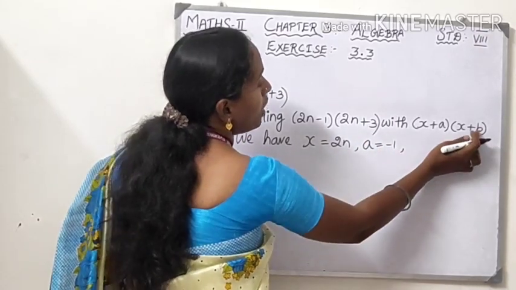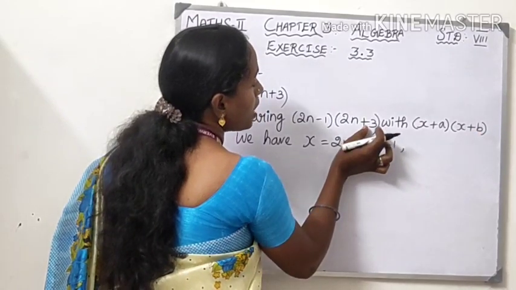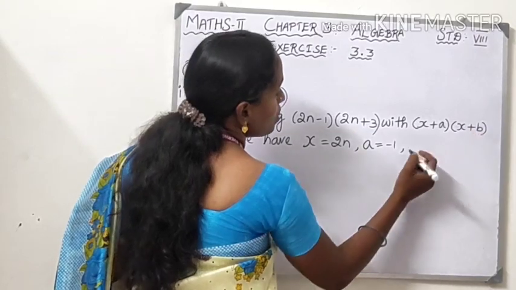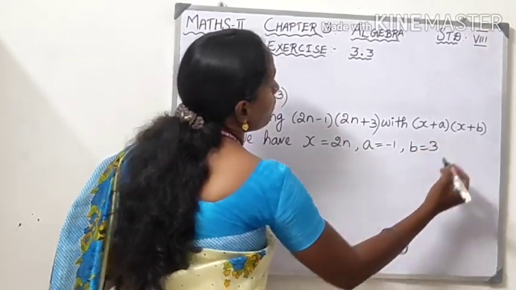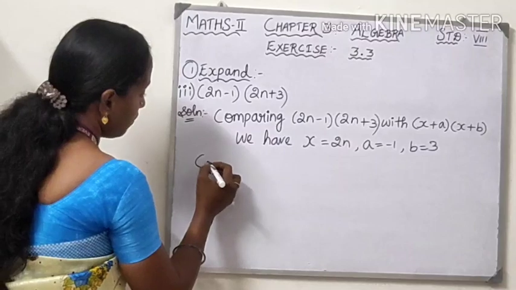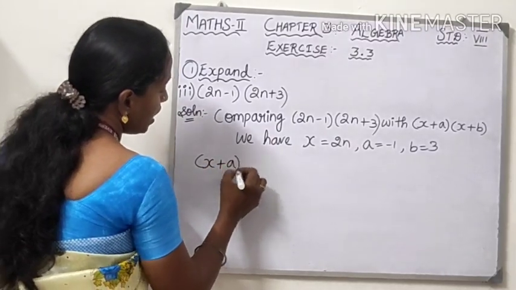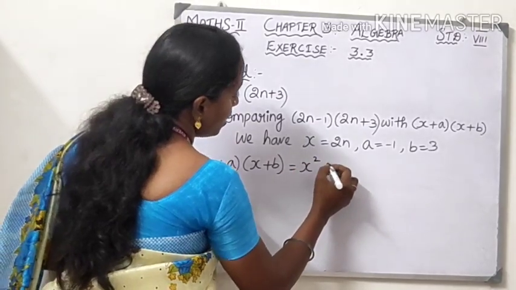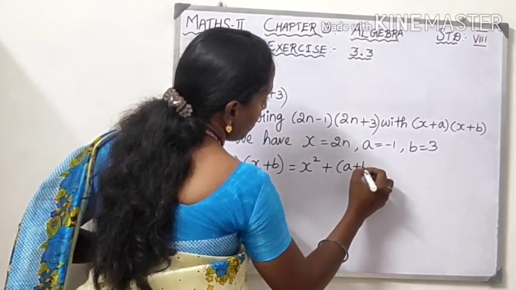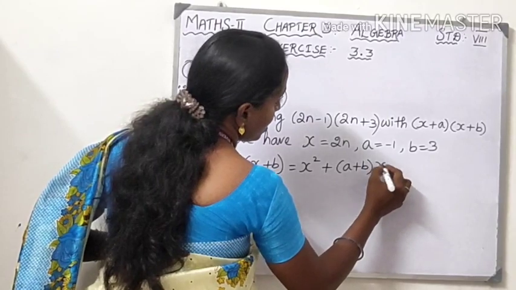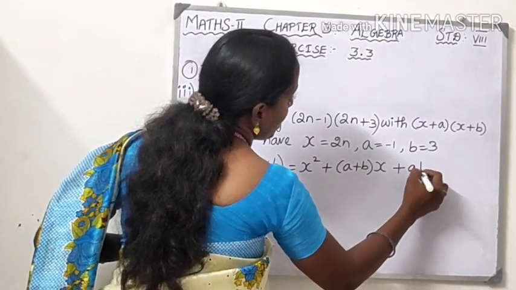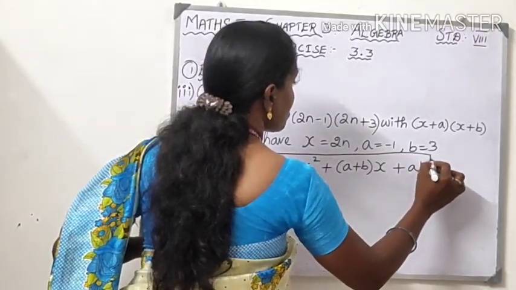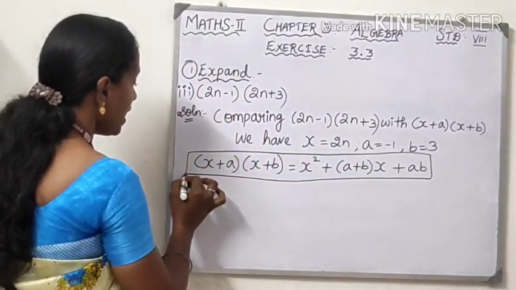Then we have to find out the value of b. So compare in the second bracket. So 2n plus 3, here x plus b. So compare now, b value is nothing but it is 3. So now write our identity: x plus a, x plus b is equal to x square plus a plus b inside the bracket, then x plus ab. So in the next step, what are we going to do? We are going to replace the values of x, a and b.